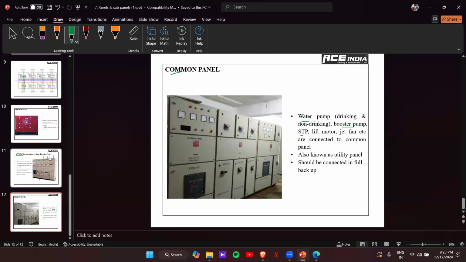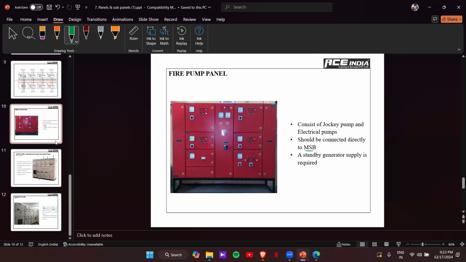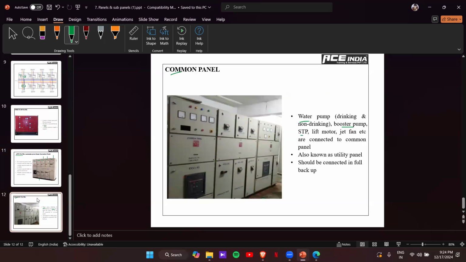These three, the common panel, APFC panel, and the fire pump panel, should be connected with full backup. Even if the power supply is down, you should provide the full backup from the generator for these three panels, mandatorily. Also for the chillers. So common, fire pump, chiller. Lift is included here as well. If we have a separate panel for the lift, for that one also we have to give the full backup.